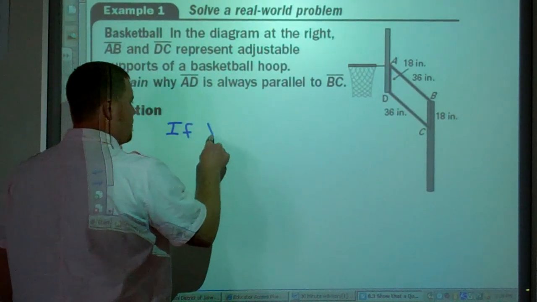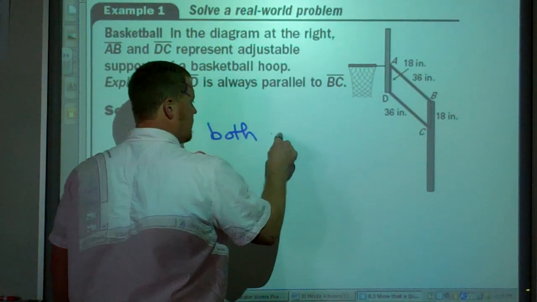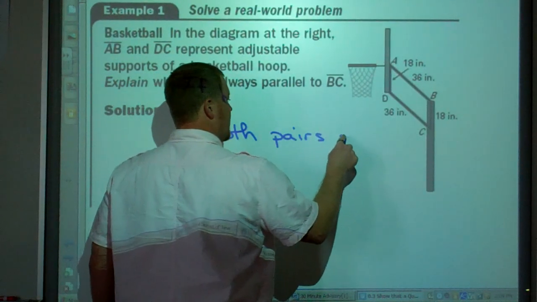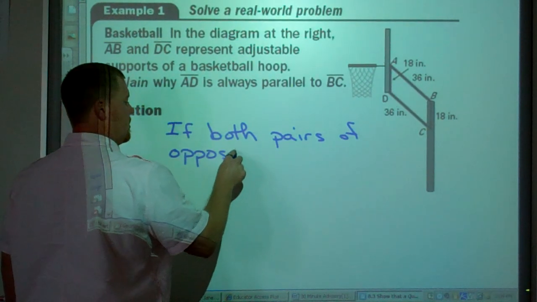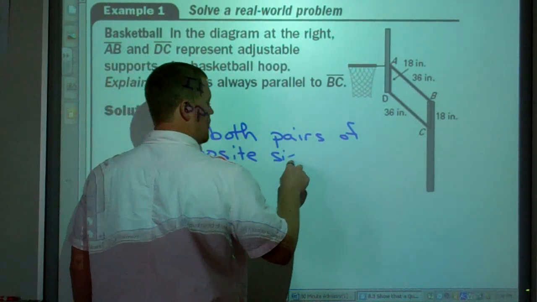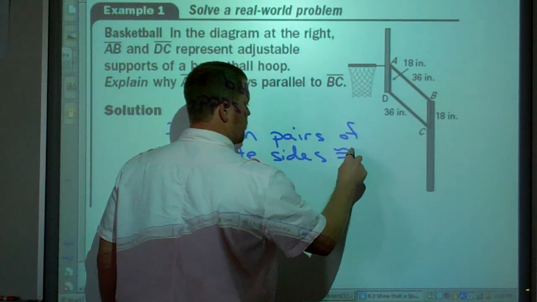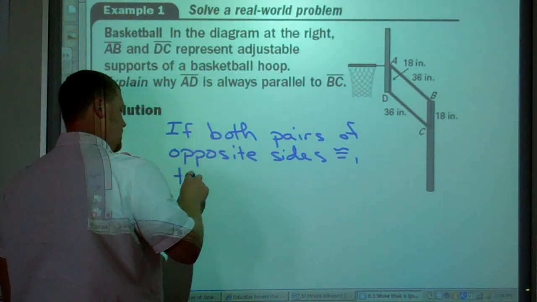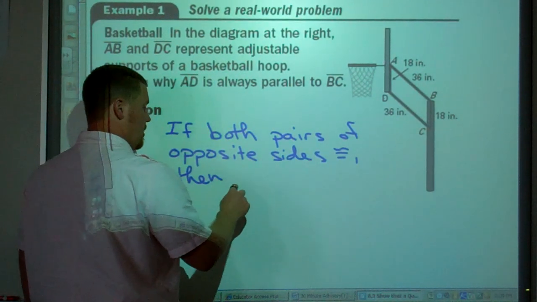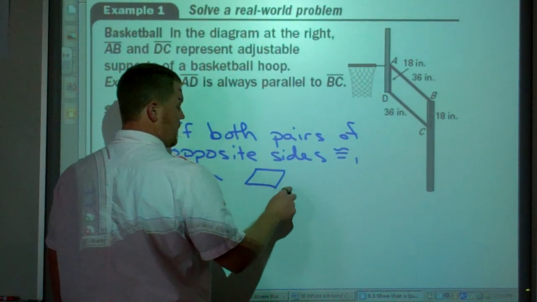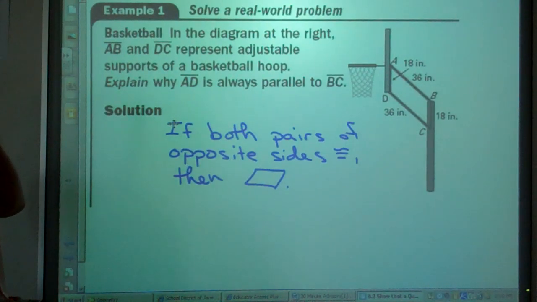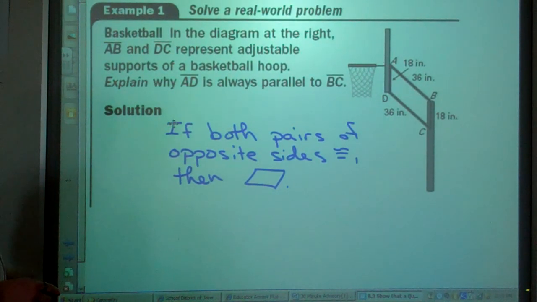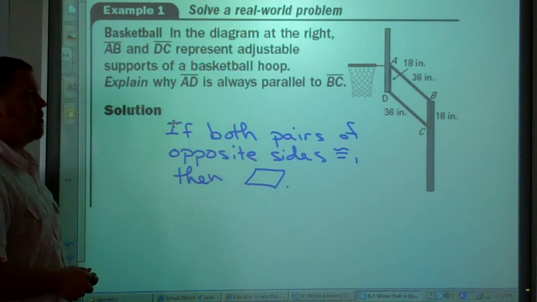If both pairs of opposite sides are congruent, then it's a parallelogram. Both pairs of opposite sides are congruent, we then have a parallelogram.